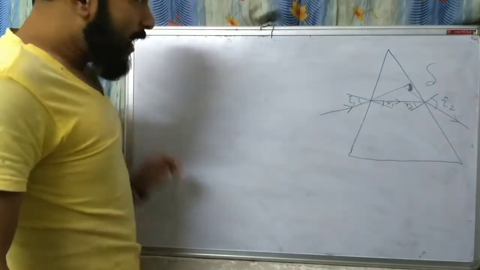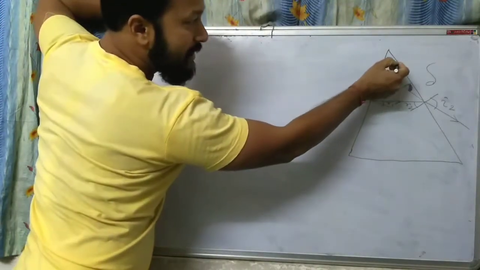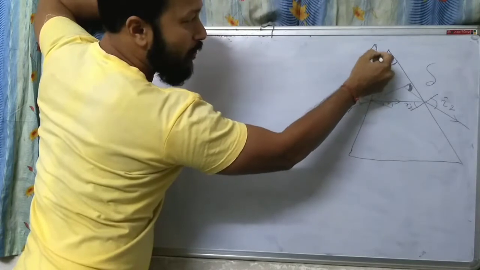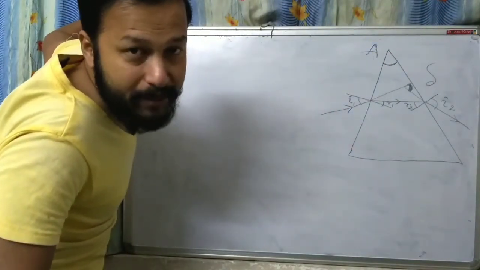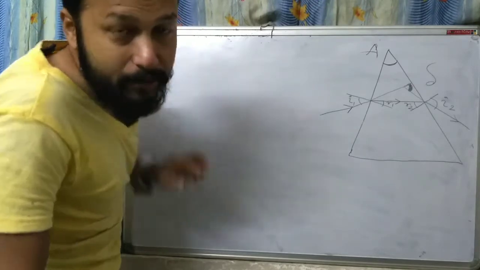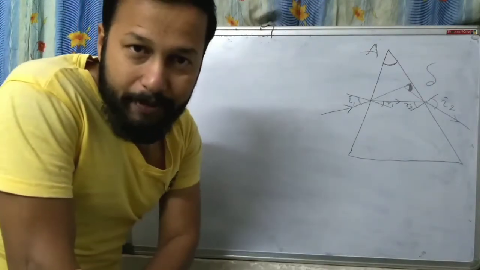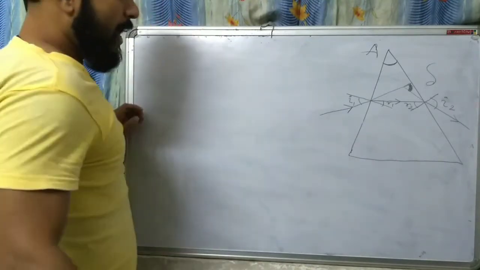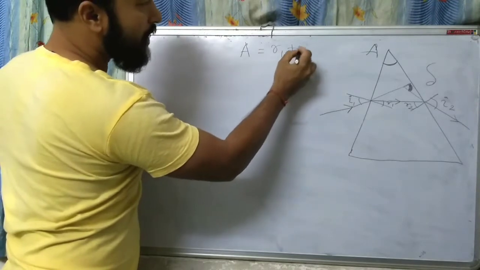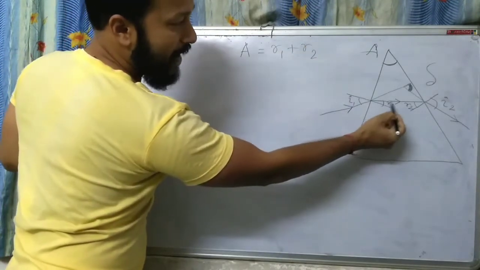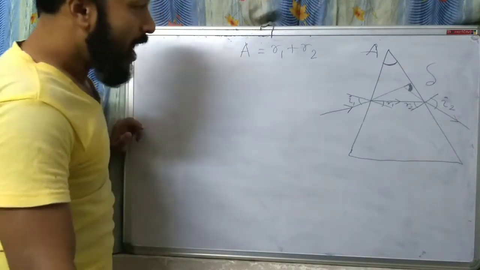Now, this is called the angle of prism or refracting angle of prism. It has two names: angle of prism or refracting angle of prism. This angle of prism is always equal to R1 plus R2. Yes, R1 plus R2 means A.